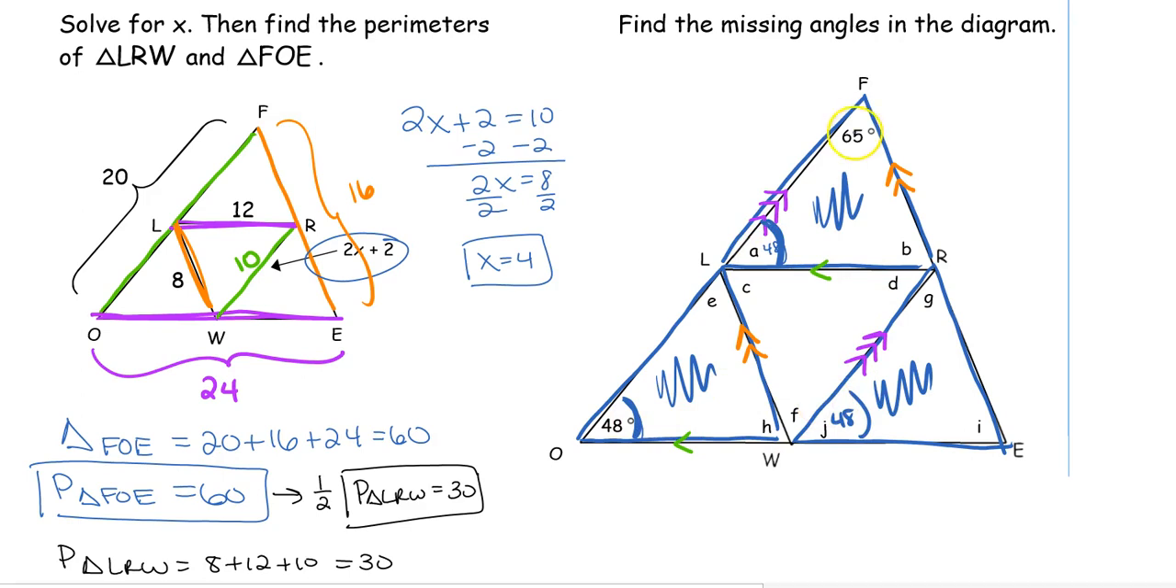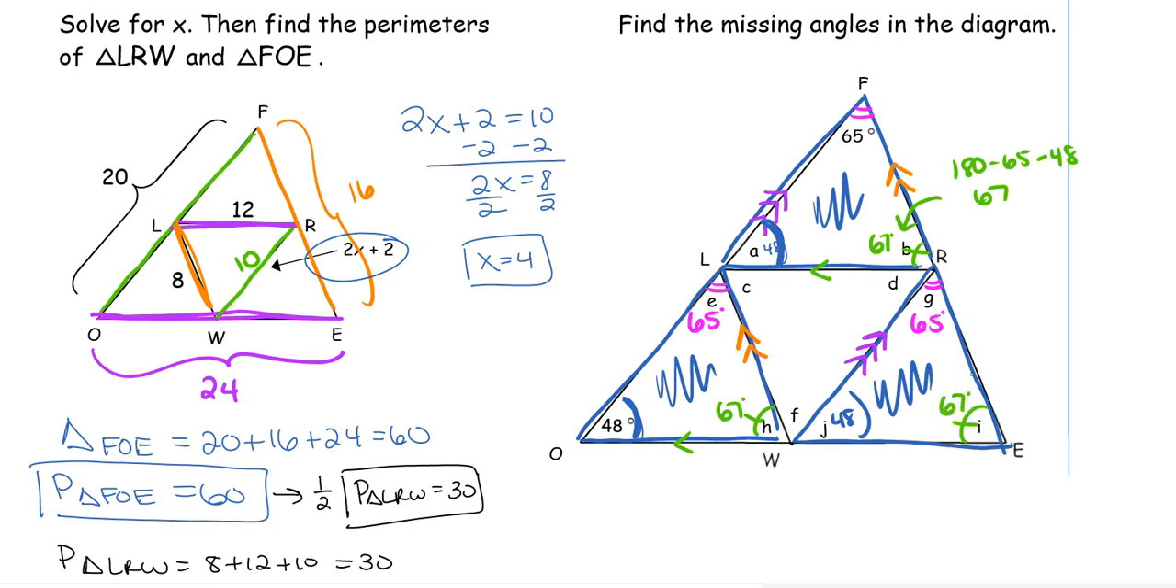So if I look up and find 65, 65 is going to be all the top angles. So that's 65, this is 65, and this is 65. And then we have a third angle. We're going to use our third angle theorem, and we know that all three angles of my triangle have to add up to 180. So we do 180 minus 65 minus 48, and we end up with 67. So if this is 67, this is 67, and this is 67.